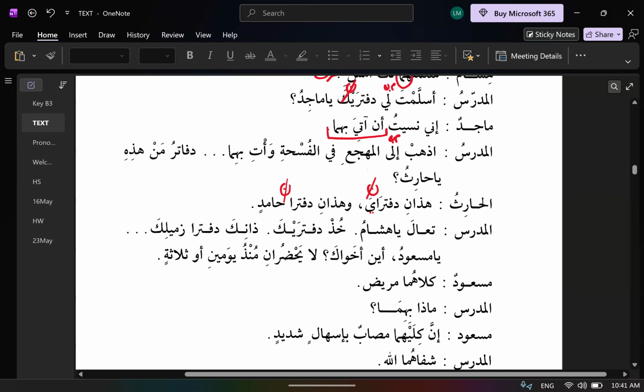Mudarris says, "Ta'al," fellow amr. Ta'al means come. Ya Hashimu, O Hashim, come. "Khuz daftaraika." Again, noon got dropped over here. Khuz meaning take. Daftaraika, your 2 notebooks. "Zanika daftara zamilika." Zanika are those 2. Daftara are notebooks of your classmate.